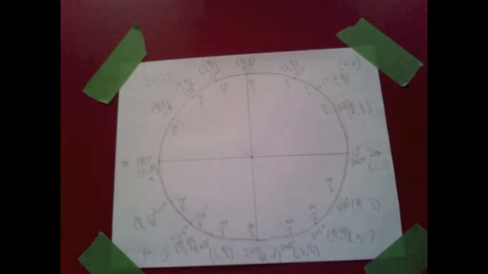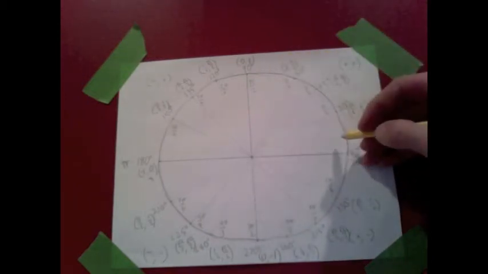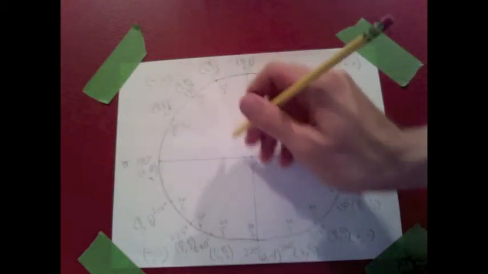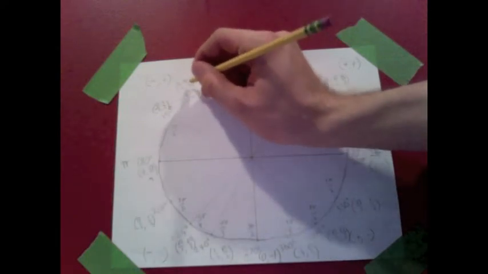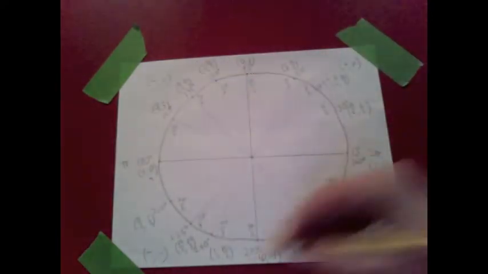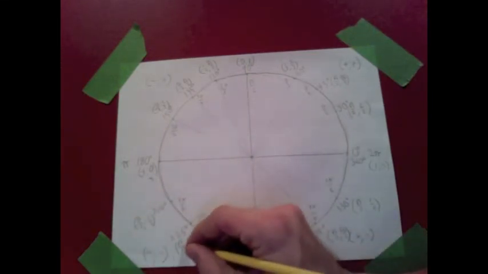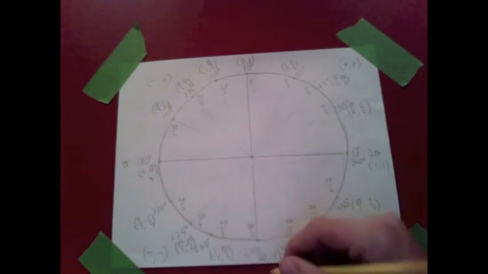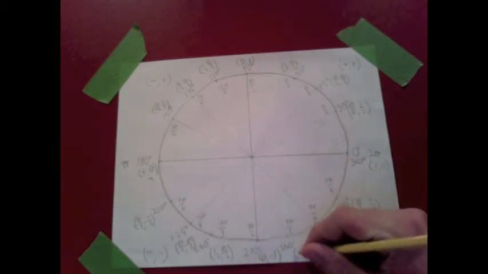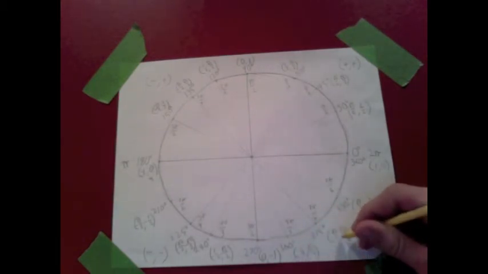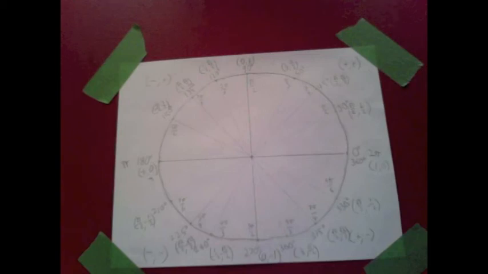Then the last thing you have to do is just fill in the signs. Here we have plus plus, so those will all be good. Here we have negative plus, so negative plus for each. Here we have negative negative, so negative negative for each. And then in our last quadrant we have positive negative, so positive negative for each. And there you have it, the unit circle.